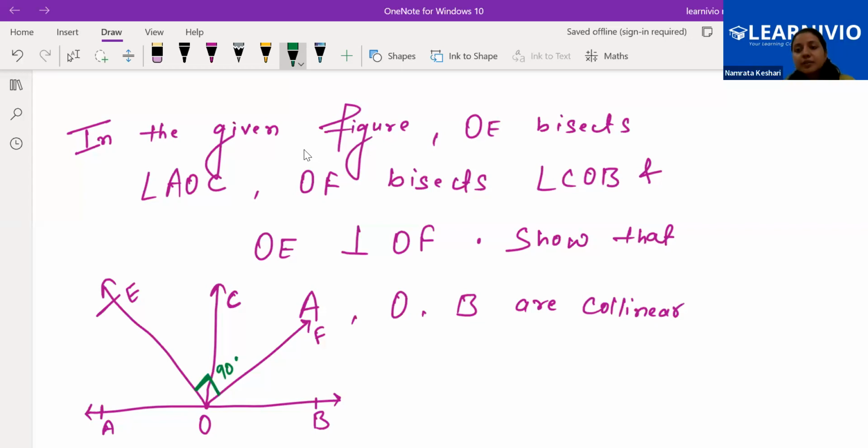Are you able to do it? Have you proved that AOB is collinear? That means a straight line. AOB is a line. How? Yes, Samia, you have done, right? Ma'am, I'm doing.